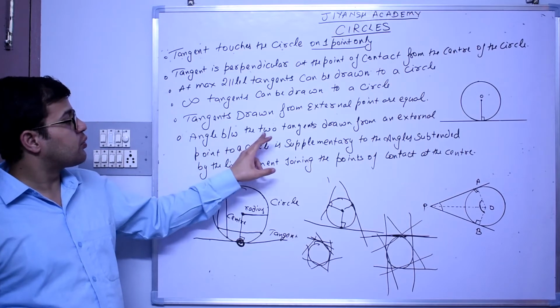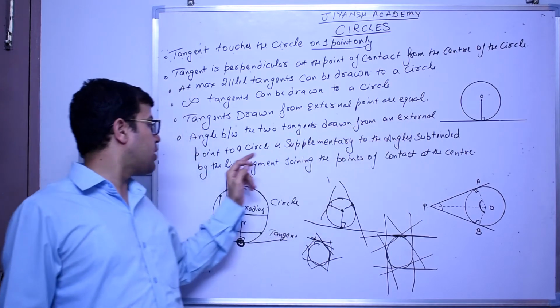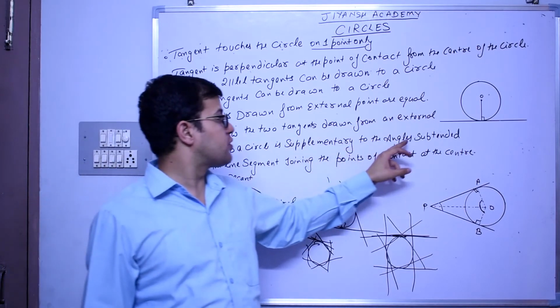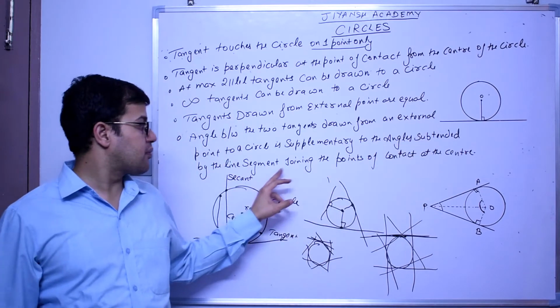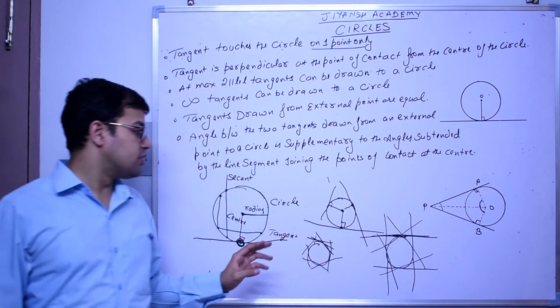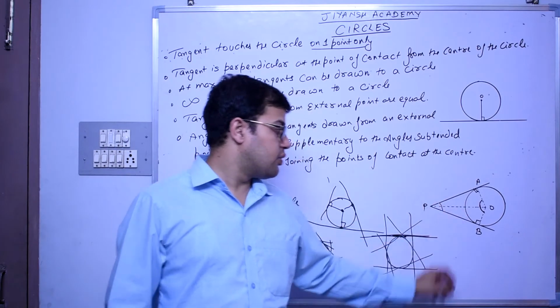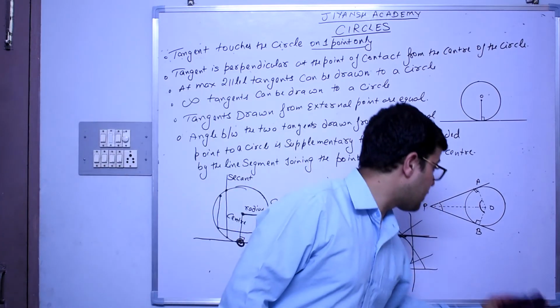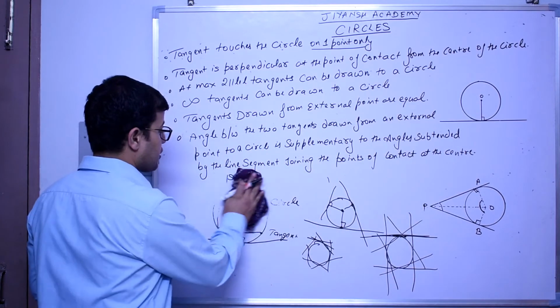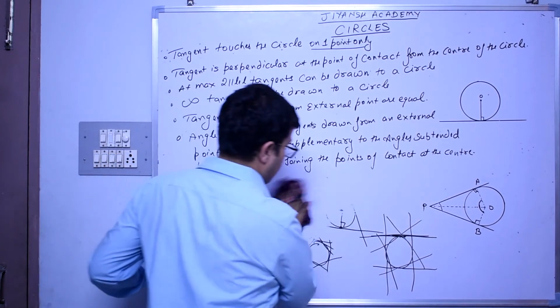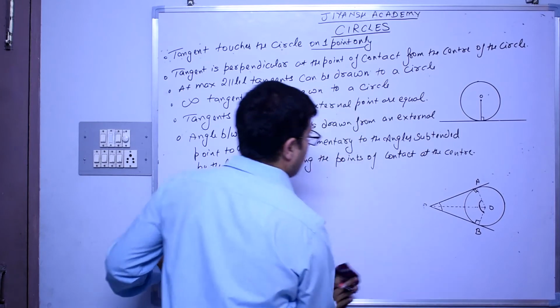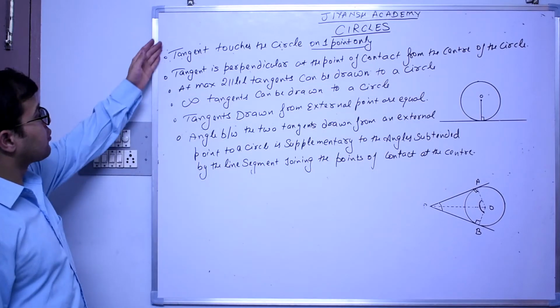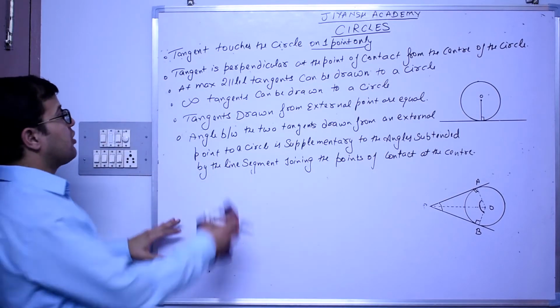So the angle between 2 tangents drawn from an external point to a circle is supplementary to the angle subtended by the line segment joining the points of contact at the center. Center पे जो angle बन रहा है उसे 90 डिग्री होना चाहिए. तो एक बार इसको देखते हैं, और इसमें यही वाला हमारे पास एक मेन प्रूफ है, इसको करते हैं उसके बाद फिर देखेंगे. Right. So these are the crucial points which will help you in proving the questions.